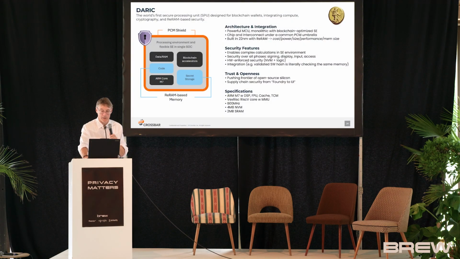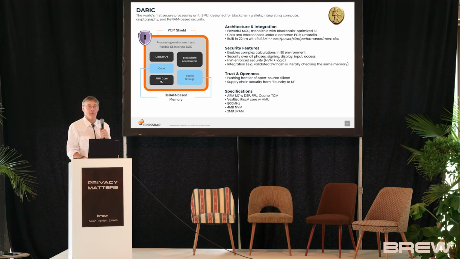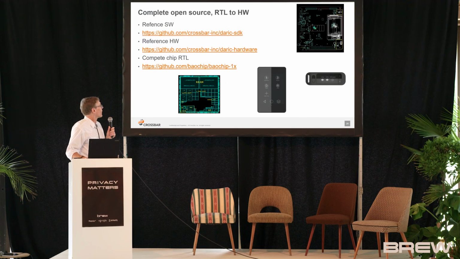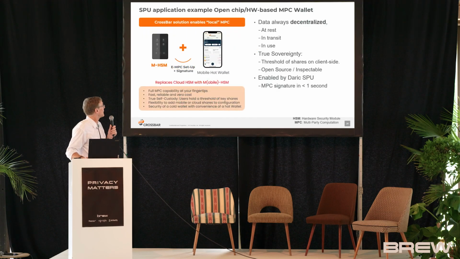Okay, so to finish in 2 minutes, what Crossbar makes is a chip that is kind of like an MCU and secure element in one chip that is, let's say, very open source, more open source than any other chip. Here are the links to the repositories for the hardware, the chip RTL itself, that concurrent programming language I described, and also the SDK. We encourage you to look at it, develop on it.